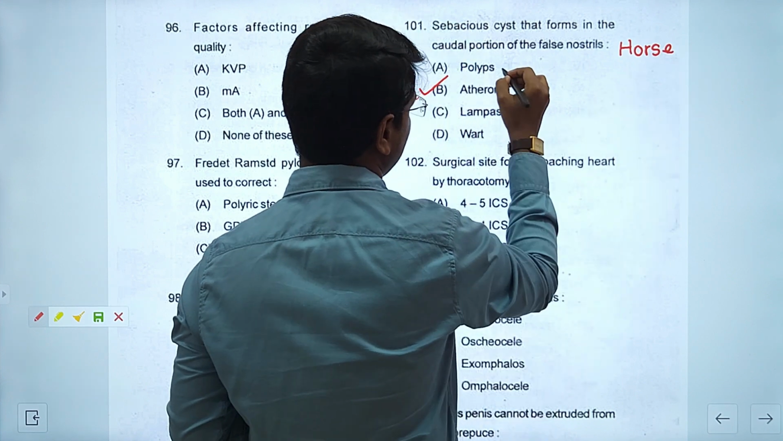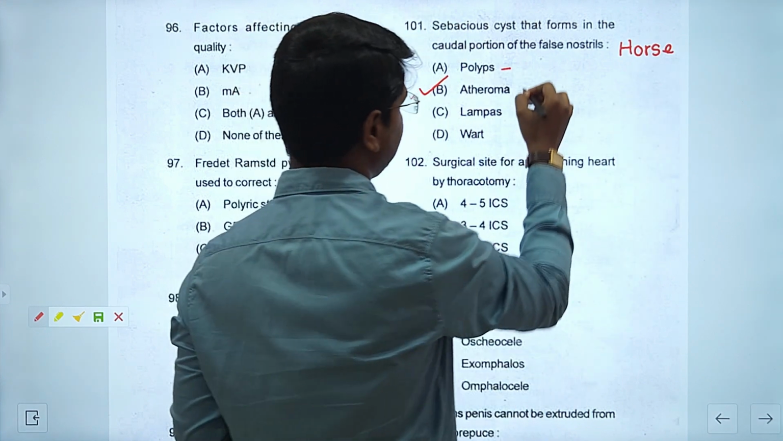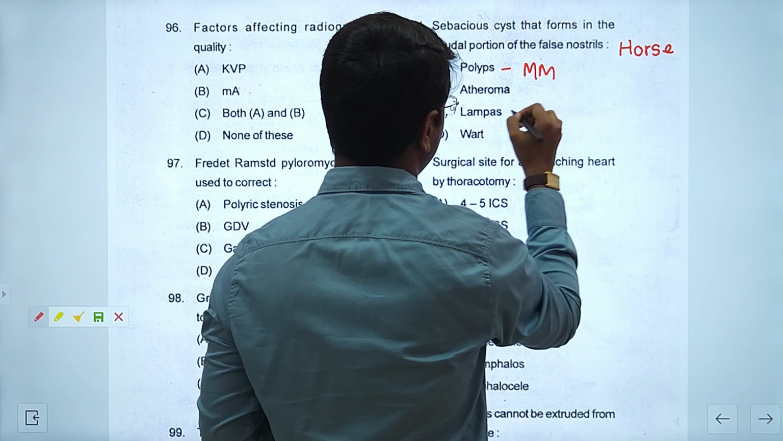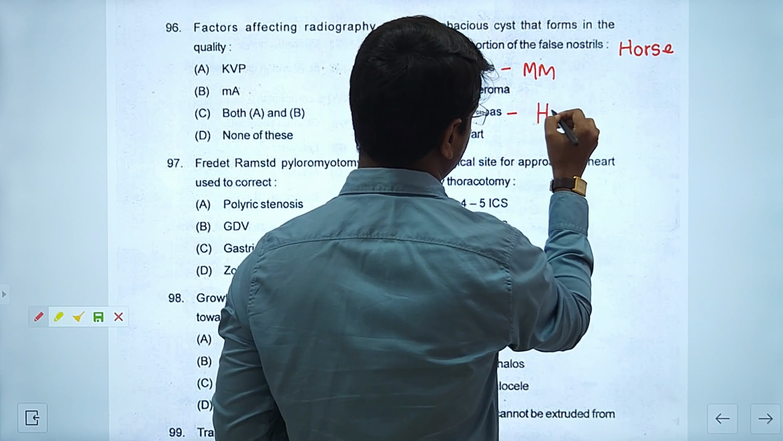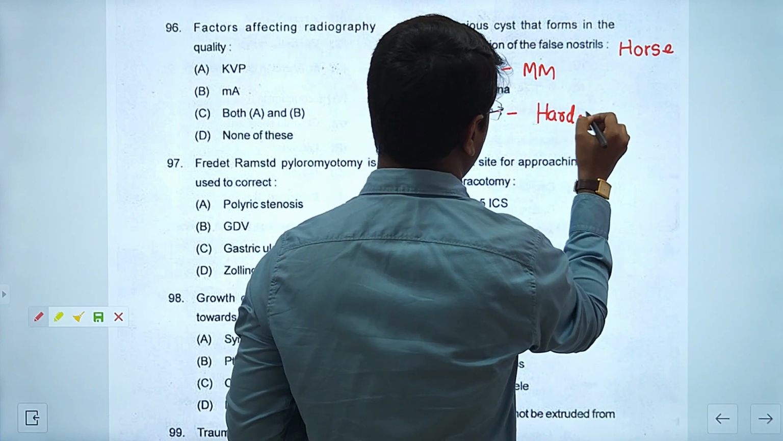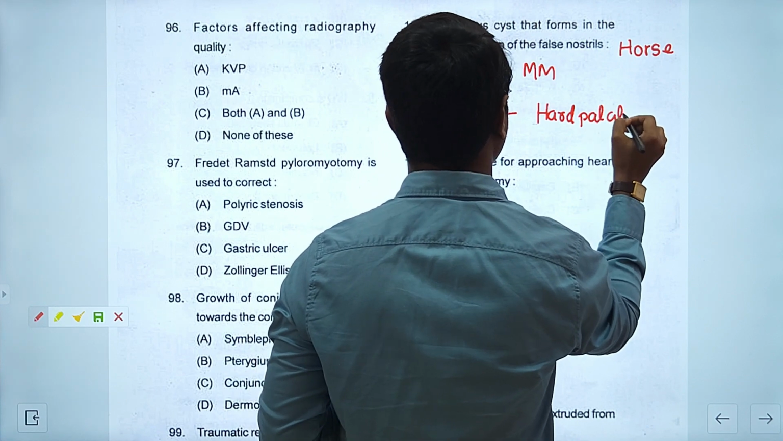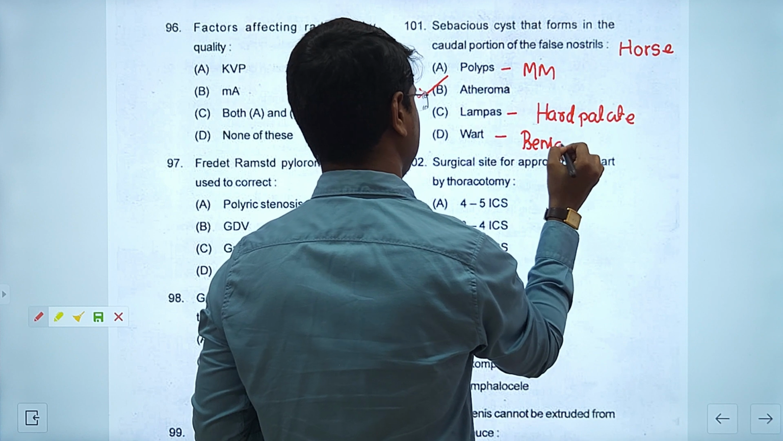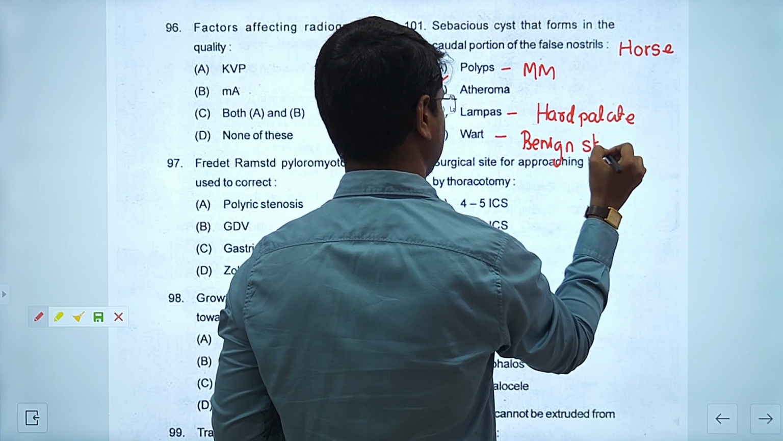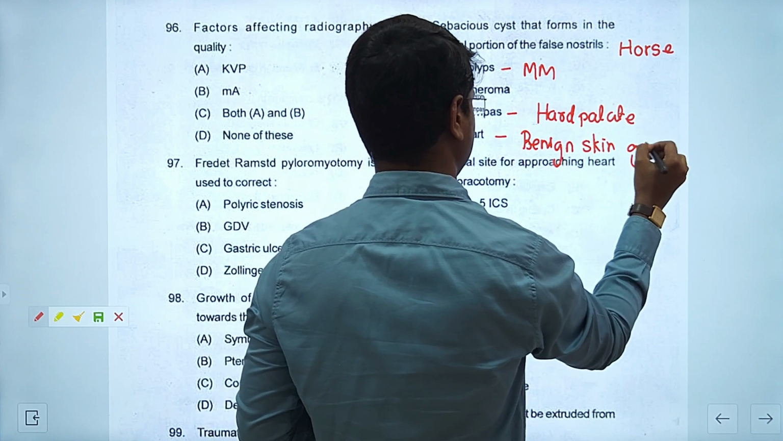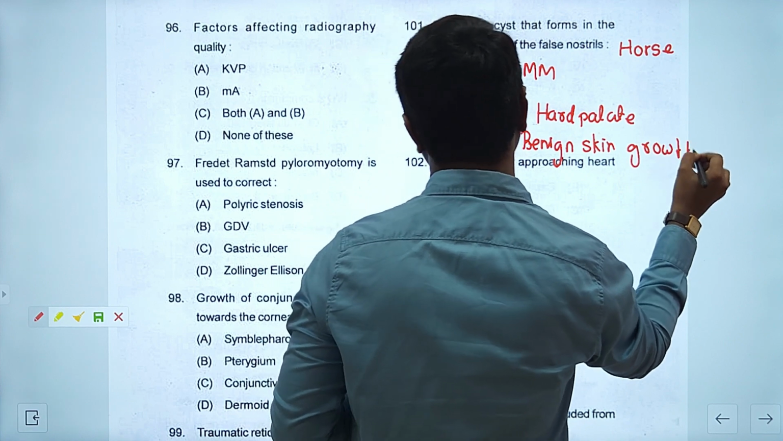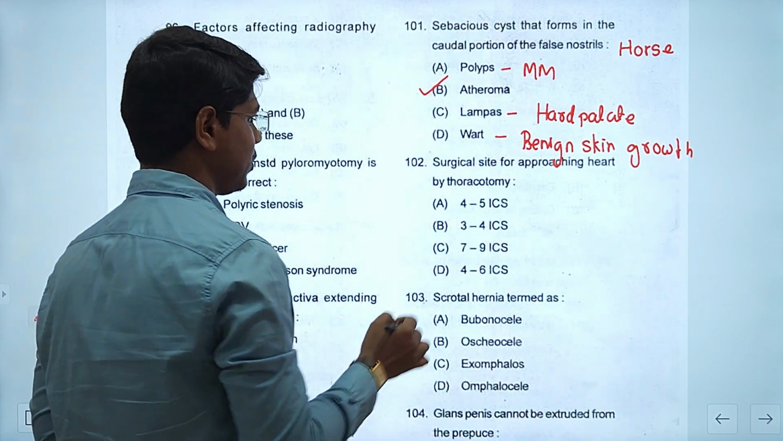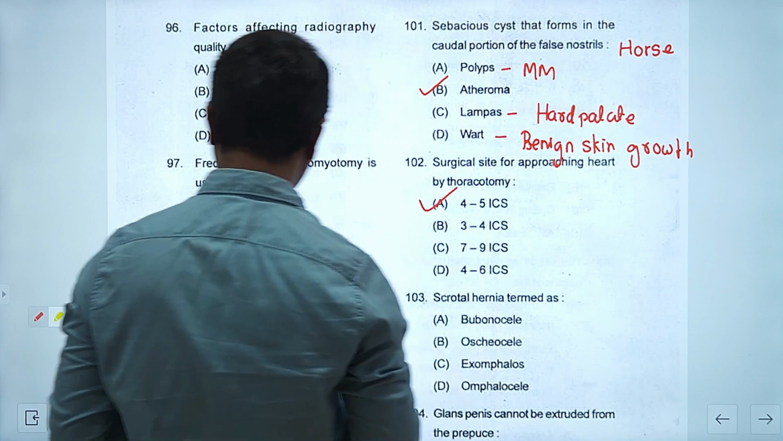Okay, polyps is basically overgrowth or proliferation of the mucosal membrane. Lupus is the inflammation of the hard palate. Inflammation of the hard palate. What is basically benign skin growth? Benign skin growth. Okay. Surgical site for approaching heart by thoracotomy is 4th to 5th intercostal space.